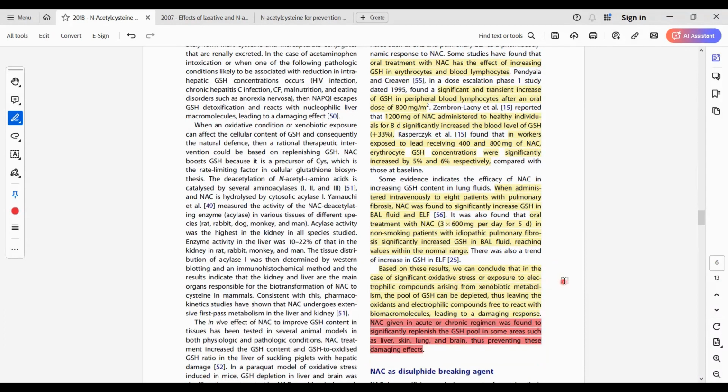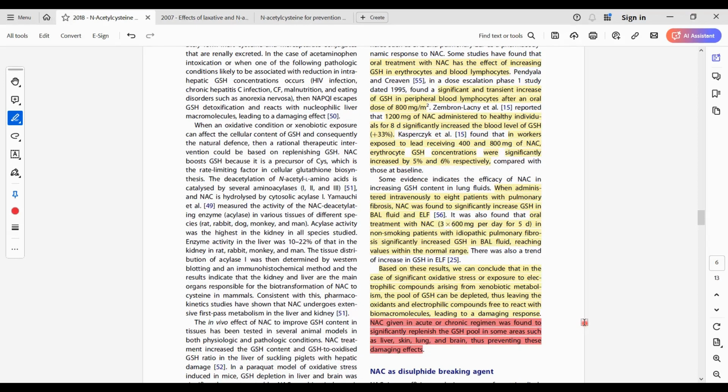So the authors state, based on these results, we can conclude that in the case of significant oxidative stress or exposure to xenobiotics, so environmental toxins, the pool of glutathione can be depleted, leaving the oxidants and toxins free to react with the body. In red here. But NAC given in acute or chronic dosing was found to significantly replenish glutathione pools in areas such as the liver, skin, lung, and brain, thus preventing the damaging effects in these areas. So again, NAC is safe and cheap and very effective.